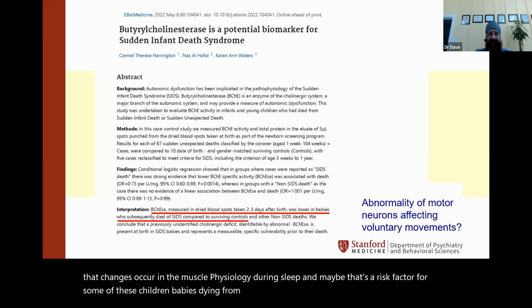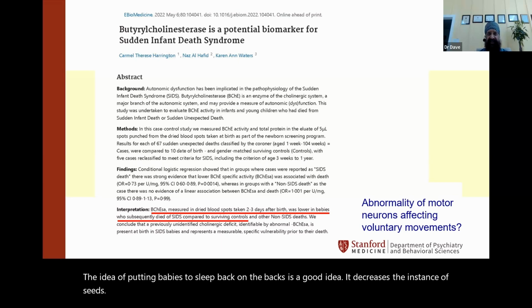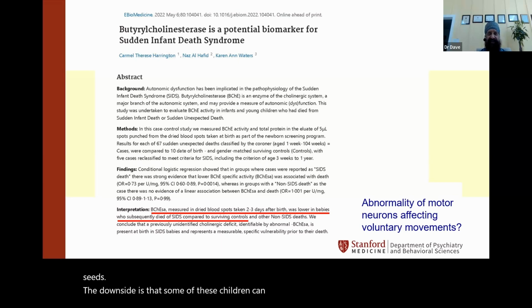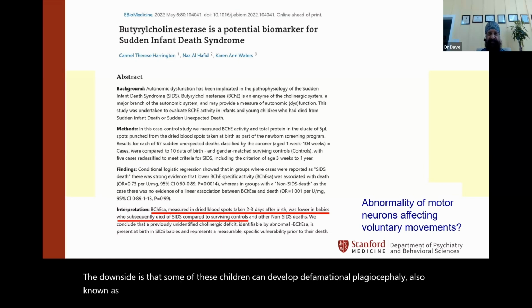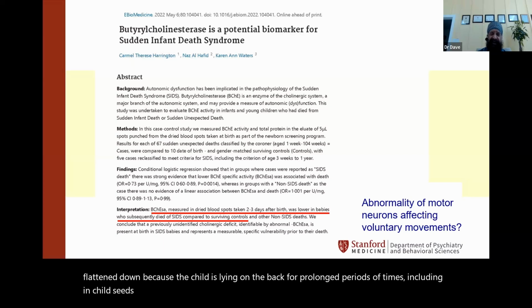The idea of putting babies to sleep on their backs is a good idea. It decreases the incidence of SIDS. The downside is that some of these children can develop deformational plagiocephaly, also known as positional plagiocephaly, where the back of the head, the occipital region, becomes flattened because the child is lying on it for prolonged periods of time, including in child seats in cars. So it's really a question of weighing the pros and cons, the risks and the benefits.